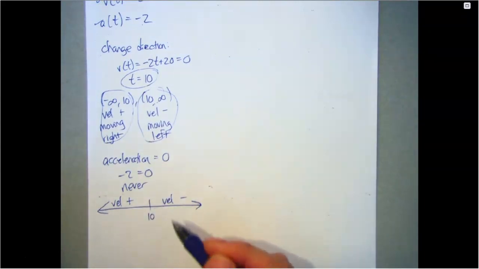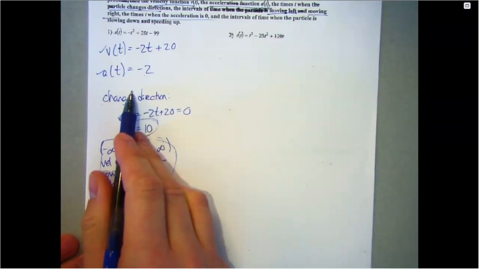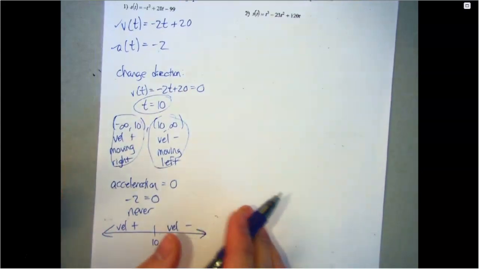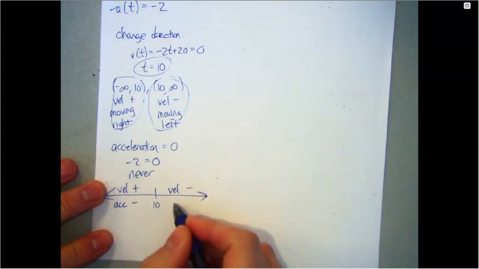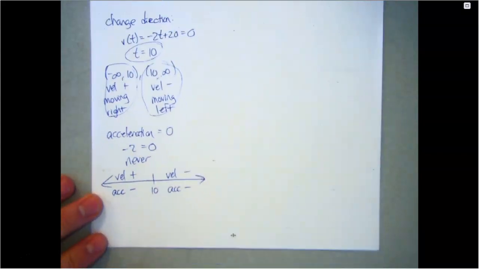What's true the whole time about the acceleration on this one? Negative the whole time, right? Because the acceleration was just negative 2. It doesn't matter when I plug in for t, it's still negative 2. So acceleration negative.